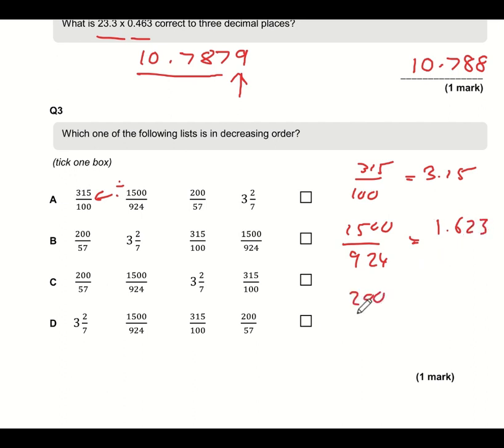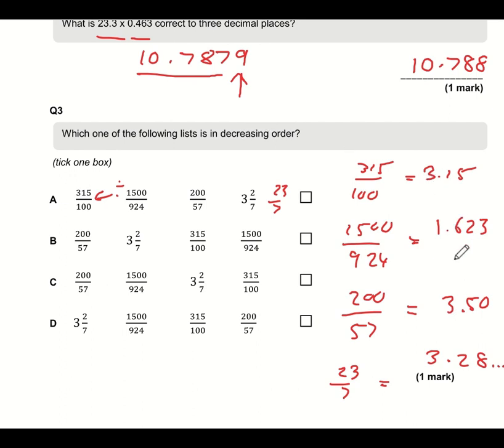So the next one, 200 over 57. 200 divided by 57 is 3.50 something. And 3 2/7, let's turn that into a top-heavy fraction. 3 times 7 plus 2, that is 23 over 7. And 23 divided by 7 is 3.28.